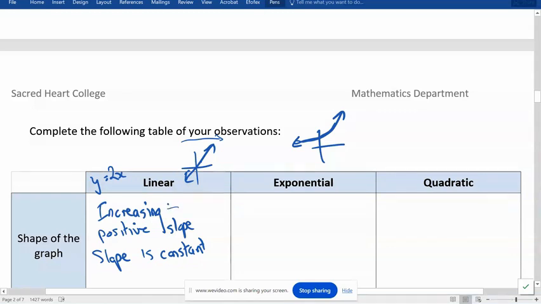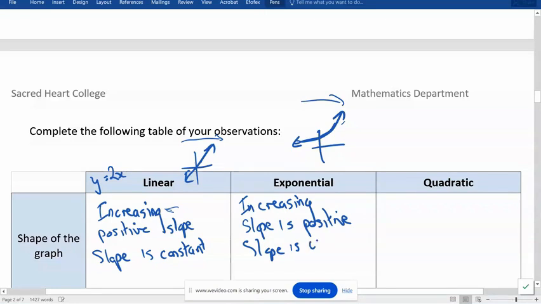Actually, before we even do that, we'll check this one out. Is it increasing? Yep. It is going up, isn't it? So as you go to the right, it still keeps going up. So we can say it's increasing. All right. The slope is changing though. Slope is positive, but we say that the slope is changing. All right. And if you want to be fancy, you could say slope is increasing.